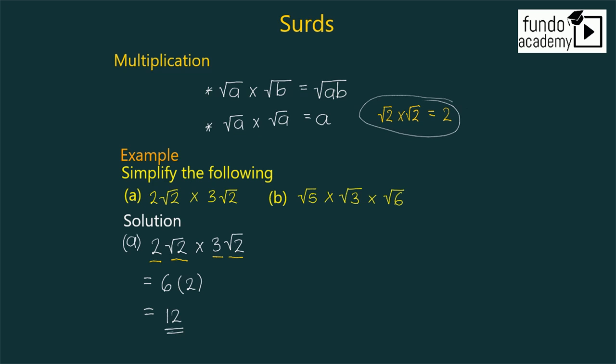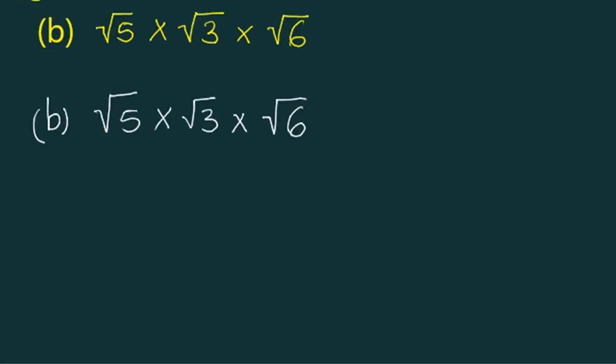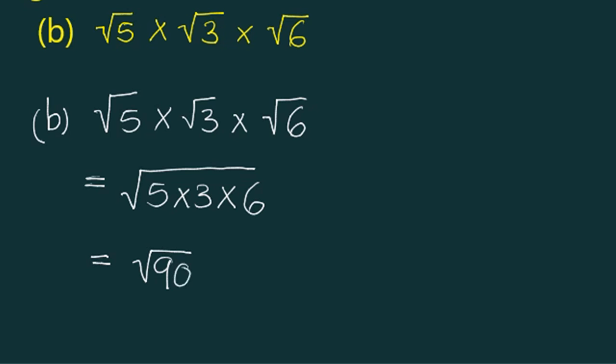I hope you have done that as well. On part B we have the square root of 5 multiplied by the square root of 3 multiplied by the square root of 6. According to our principle here, this will be equal to the square root of the product of 5, 3 and 6, and 5 times 3 times 6 will give us 90.